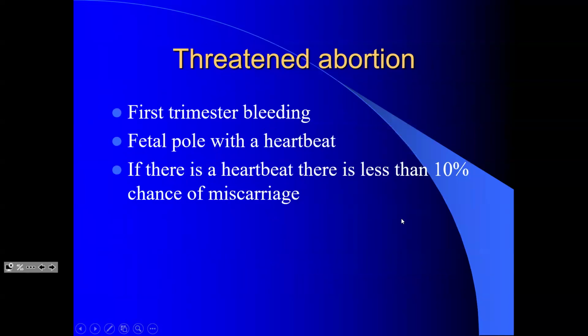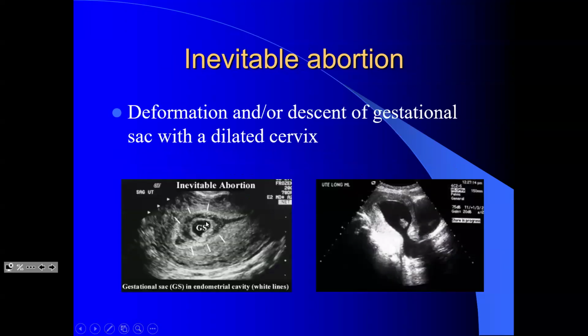Threatened abortion, as I've said, if there is a heartbeat, it tells you the pregnancy is still viable. That means if there is a heartbeat, there is a very less than 10% chance of miscarriage. So once you see cardiac activity, you are sure there is a 90% chance the baby will survive. So this is a gestational sac where you have hemorrhage around it.